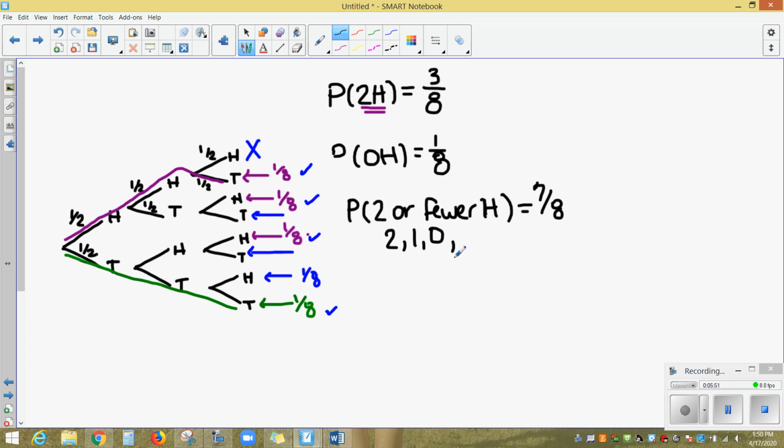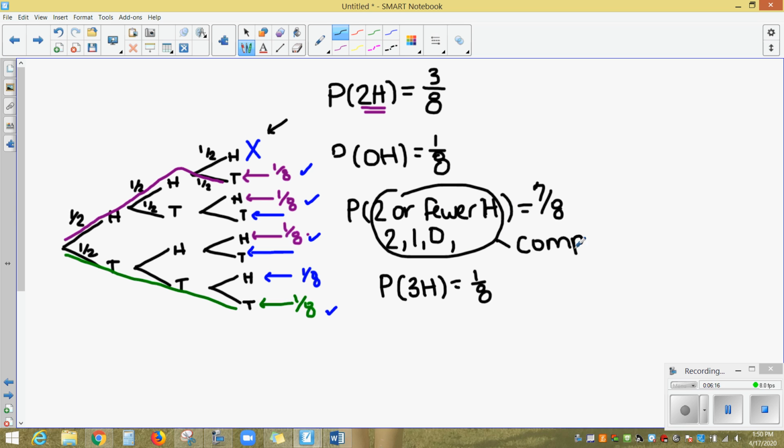Okay, the only number that I didn't consider was 3. So I could look here and say there's only one way of getting 3 heads out of my 8 possibilities. And so 2 or fewer heads is the complement of getting 3 heads.